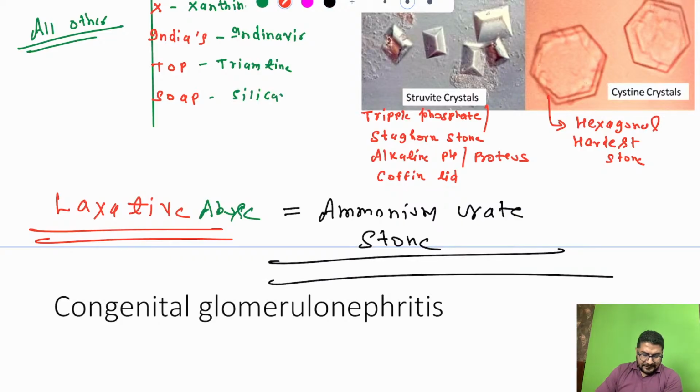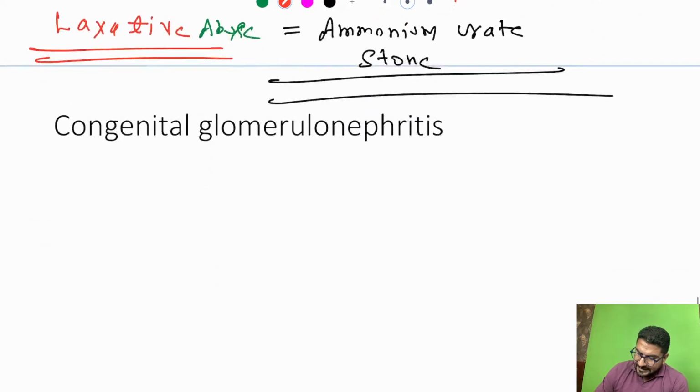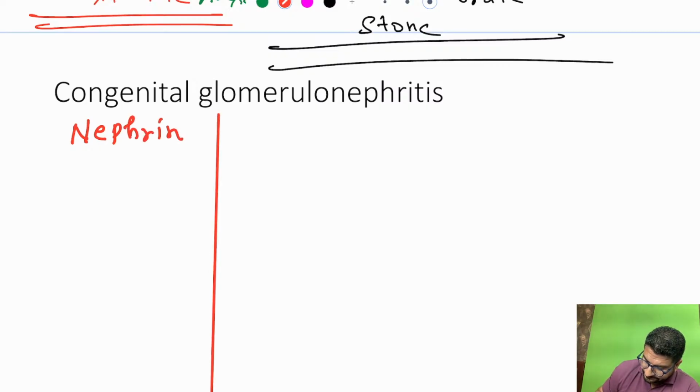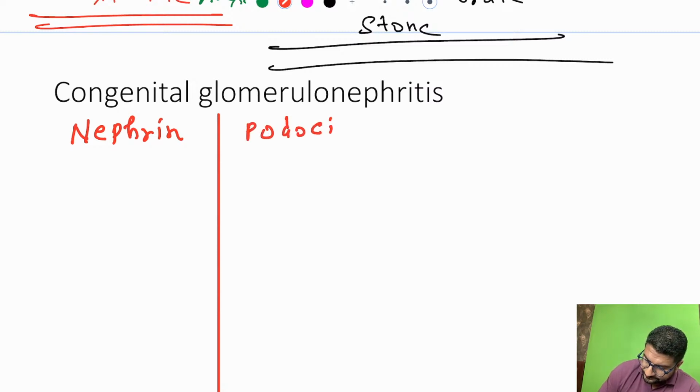Moving to congenital. Okay, I'll speak in English now. Done. Congenital glomerulonephritis. So understand this thing, we have filtration selective barrier. Filtration selective barrier also called as slit diaphragm. This slit diaphragm is made up of certain proteins. So in this what we have proteins like nephrin, we have podocin, and we have alpha-actinin.